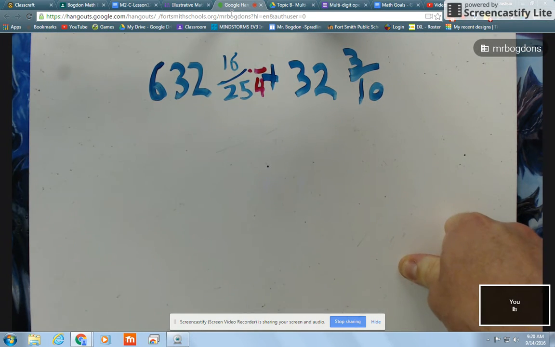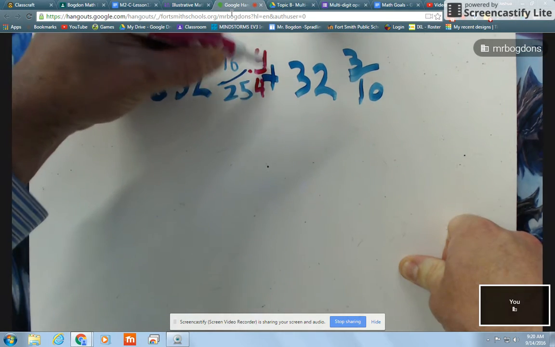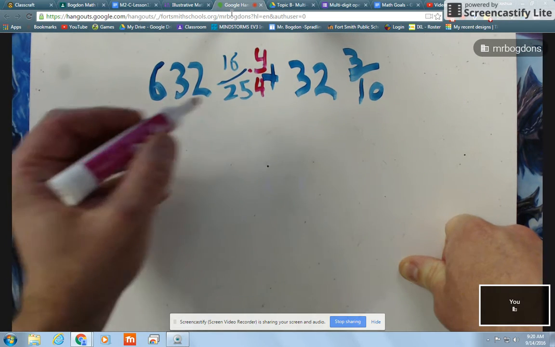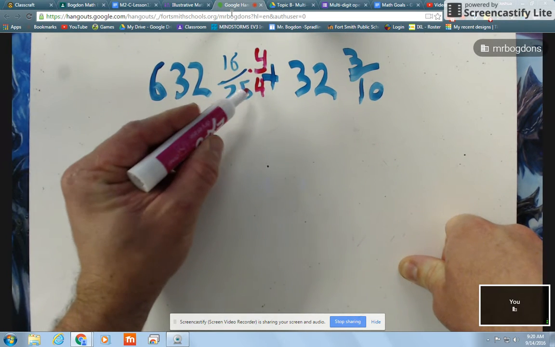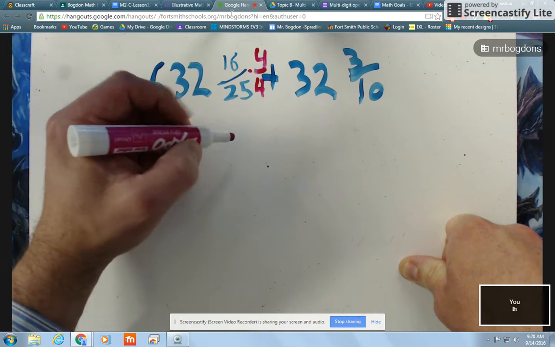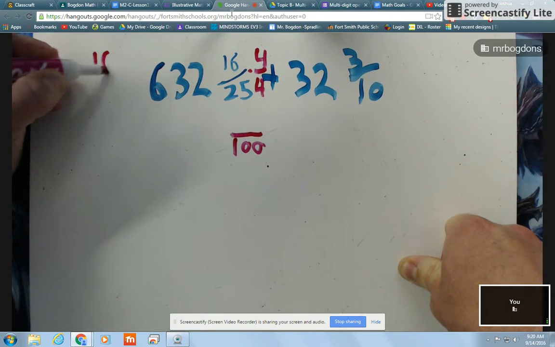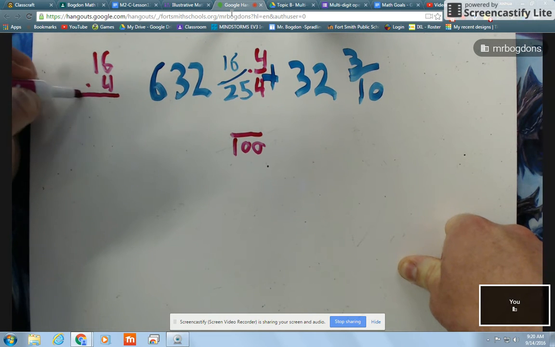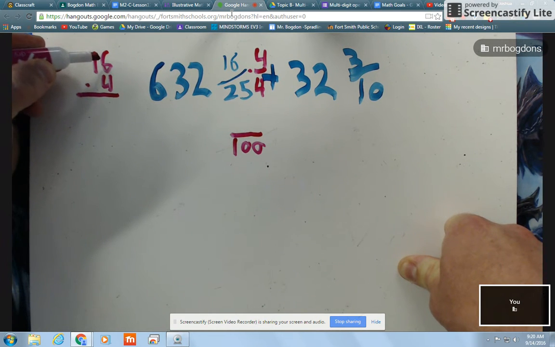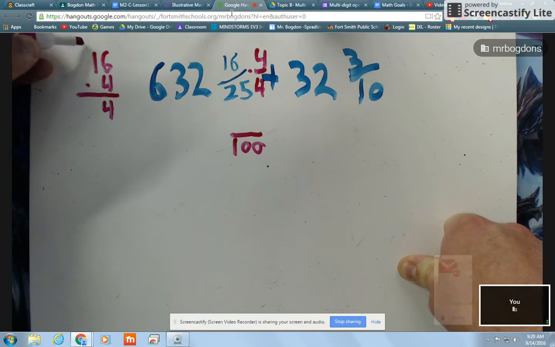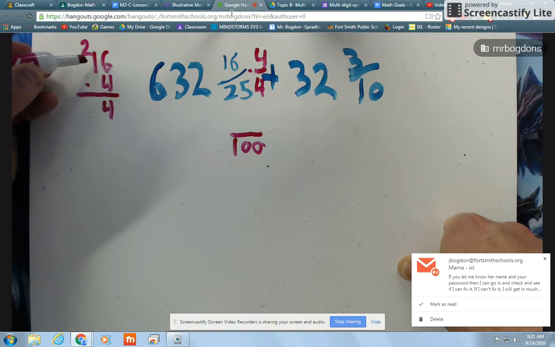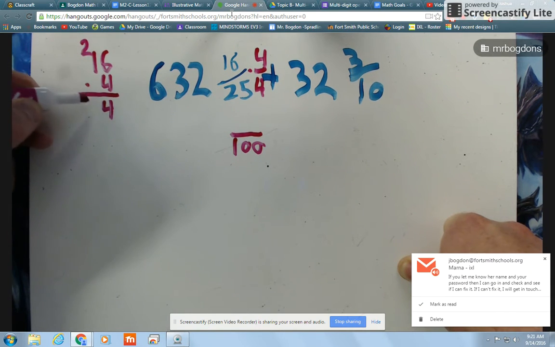I also have to multiply by 4 in the numerator. Okay. So this is going to become hundredths, right? So I know my new number is going to be in hundredths. So what is 4 groups of 16? What is 4 times 6? Regroup my 2. 4 times 1 plus 2.